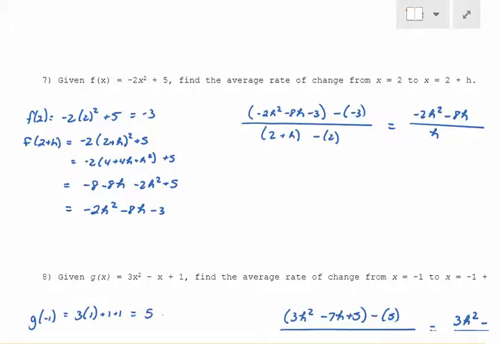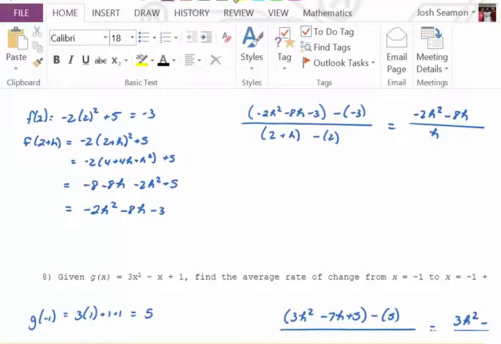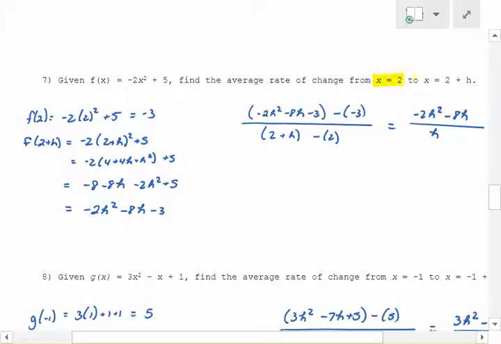You plug in x values, right. So the x values are what? The x values are, let's see here, from 2 to 2 plus h. So there's the 2 and the 2 plus h. So once you have the 2 points, what do you do?